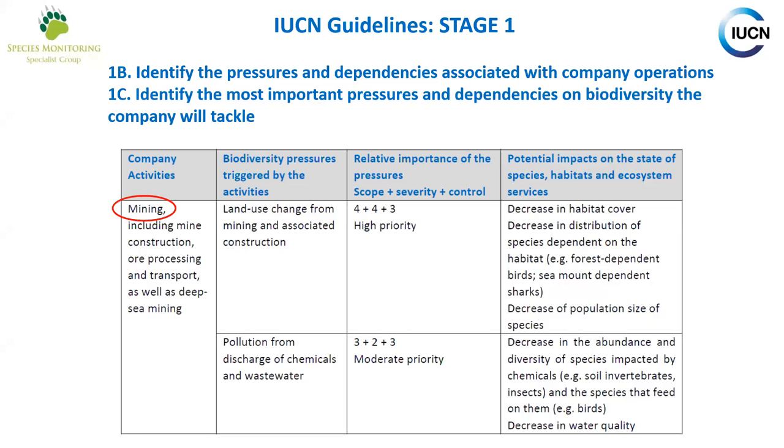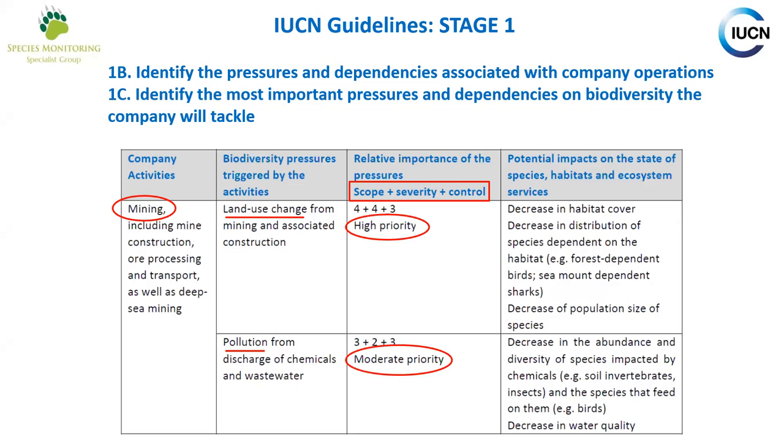So here, for example, we've got an example for a mining company. Its activities might then lead to land use change and pollution. And what we do in the guidelines then is take companies through steps to help them score the relative importance of the pressures on biodiversity from their operations. We come up with a system to help score scope and severity of the pressures, and also to evaluate the degree of control the company has with those pressures. And that then allows the company to come up with a score and allows a prioritization.